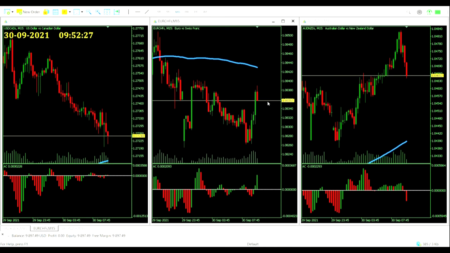Euro, Swiss franc in the middle. Price has had a bit of a move the last few periods. Now might be coming off the top. Currently below the moving average still. So now we're on the lookout for that crossover on the accelerator oscillator below zero. That would get us into a sell trade.